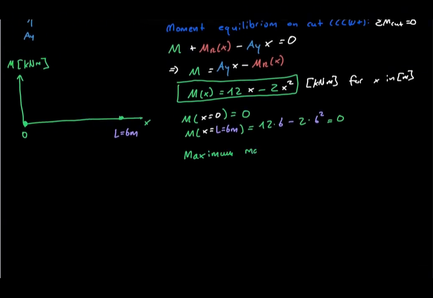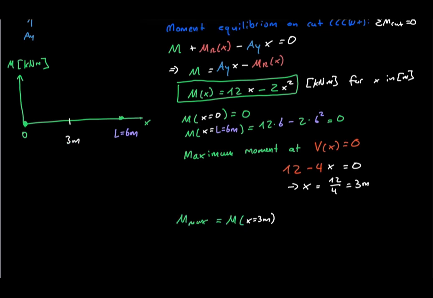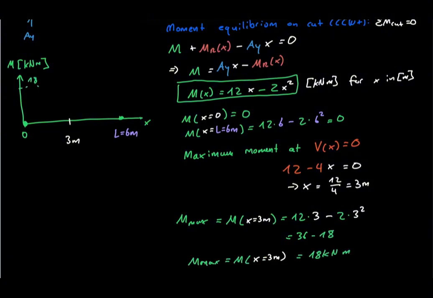The largest bending moment occurs where the shear force is 0. Setting the shear force equation equal to 0 gives x equals 3 meters, which is the center of the beam. Substituting this position into the bending moment equation gives a maximum bending moment of 18 kilonewton meters.